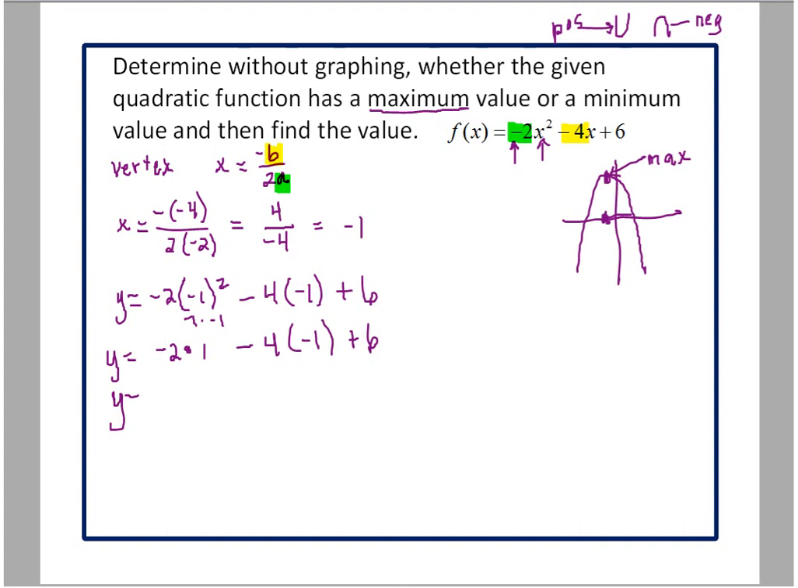Now let's do the multiplications. So negative 2 times 1 is just negative 2. Negative 4 times negative 1 is actually a positive 4. And then plus 6. Now let's add. Negative 2 plus 4 is a positive 2. Plus 6 is a positive 8. So our maximum value is 8, which is the y value of the vertex.